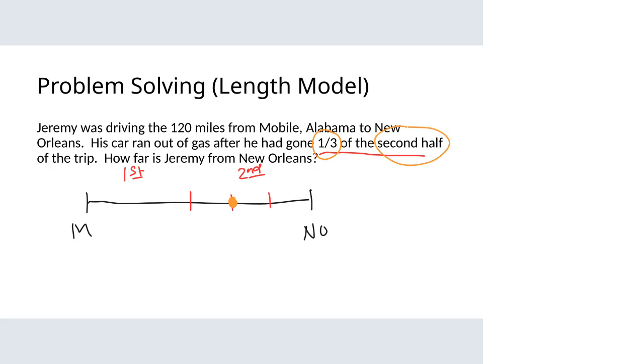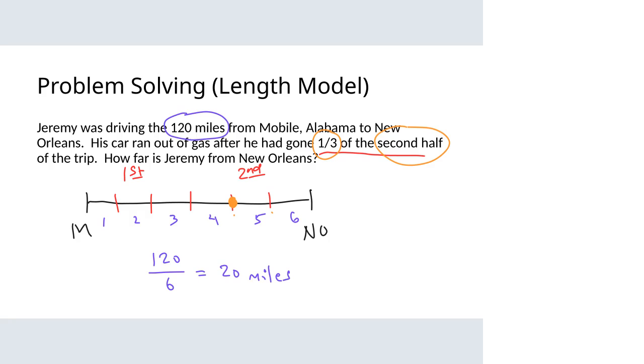And we've chopped this half into thirds. We can also chop the first half into thirds. And now we have equal pieces going all the way across. Let's see, how many equal pieces do I have? I have 1, 2, 3, 4, 5, 6 equal pieces. And the total is 120 miles. So if I do the 120 miles divided by 6 equal pieces, that means each piece of this is 20 miles.